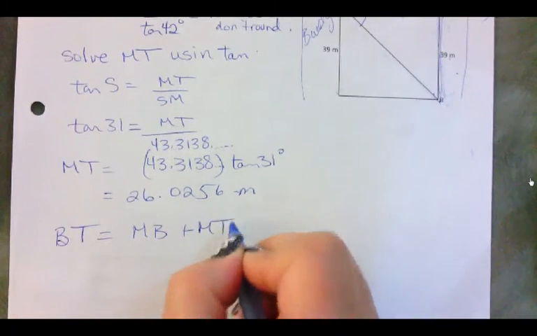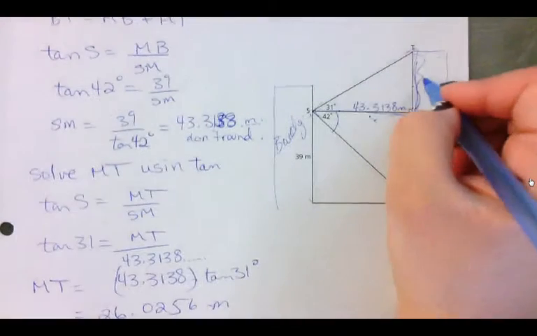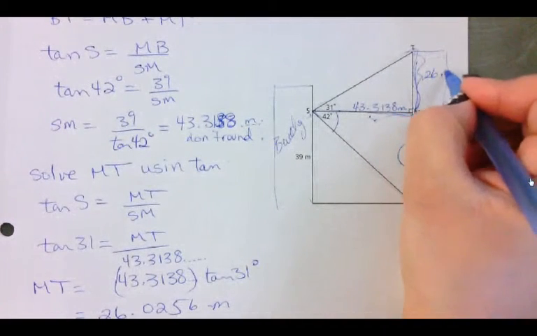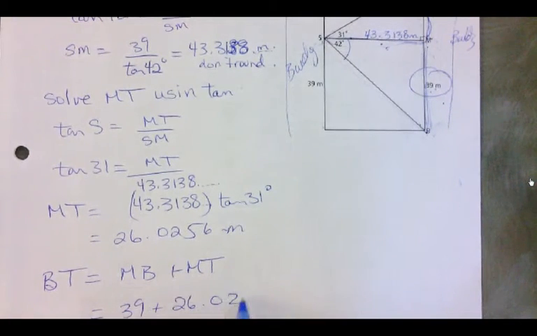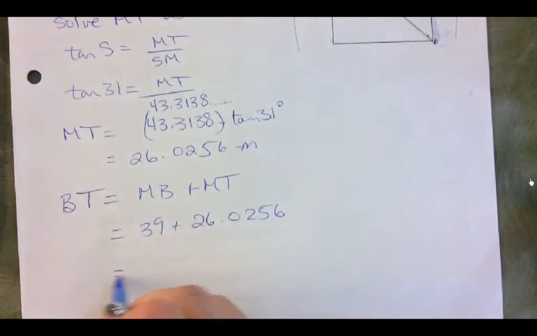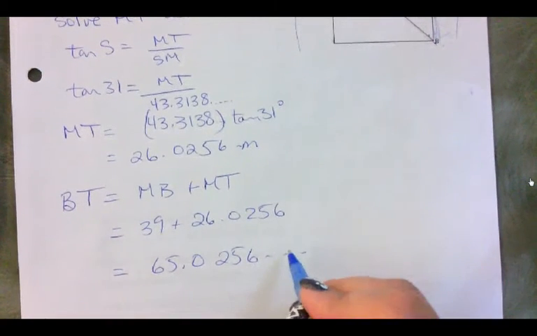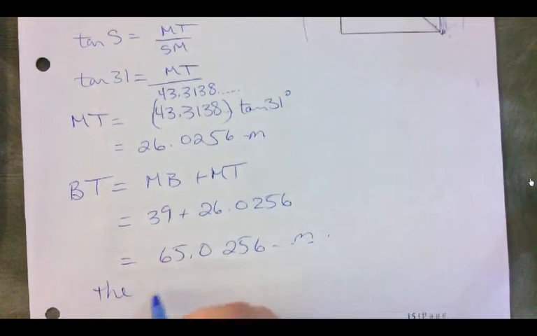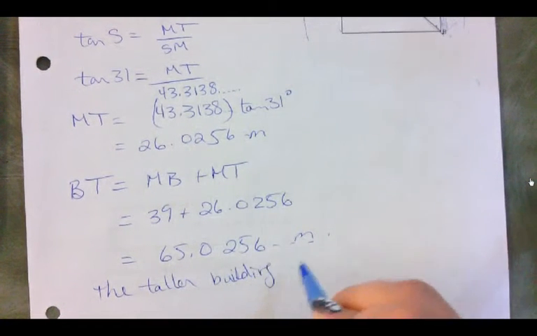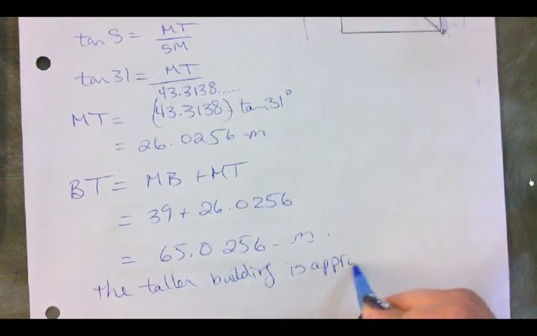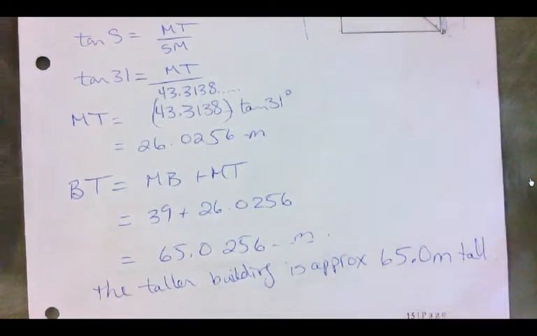plus MT, and you're going to take this number, which is the 39, and add it to this 26.02 number. So 39 plus 26.0256, and that equals 65.0256 meters. So the taller building is approximately 65.0 meters tall.